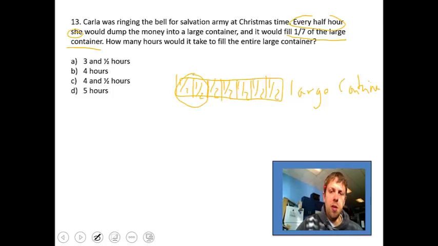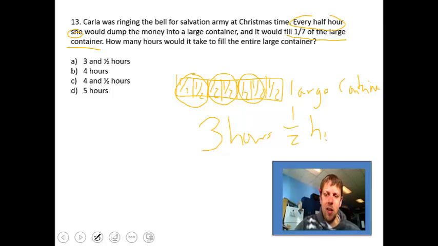So we know that 1/2 plus 1/2 is 1 full. 1/2 plus 1/2 is 1 full, and likewise with the third one. And then we have a remaining half hour. So we know that 3 full hours, as well as half an hour, is needed. So I know that A is going to be my correct answer.